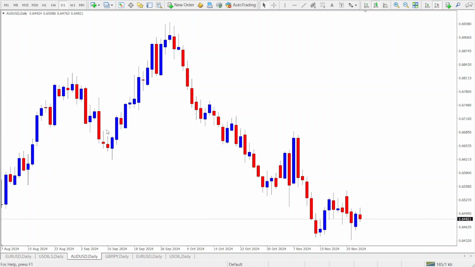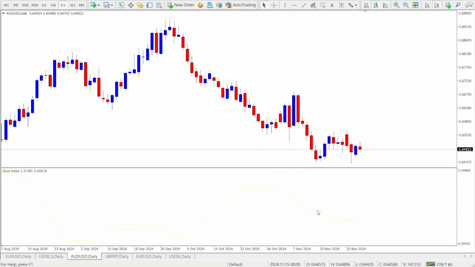So the Ulcer Index indicator looks like this. In order to make it clearer, I'm just going to make the color quite darker. Now, the Ulcer Index is quite an effective indicator. It helps traders to measure downside risk in the market. It was developed in 1987 by Peter Martin and Byron McCann.